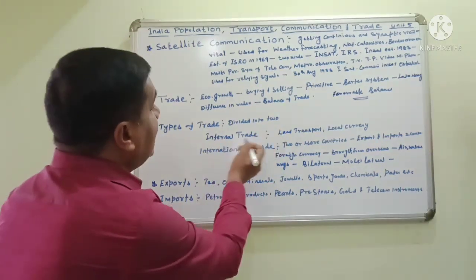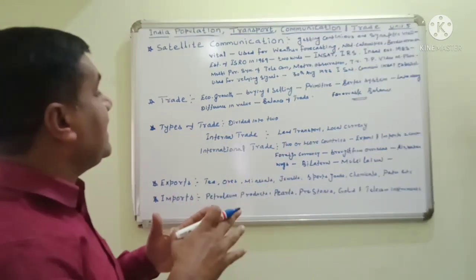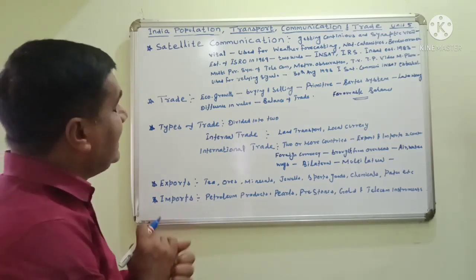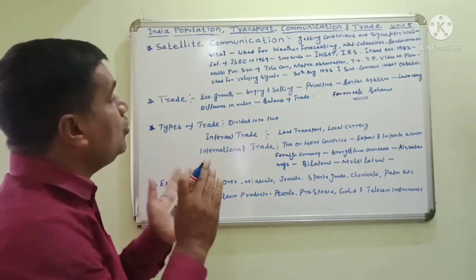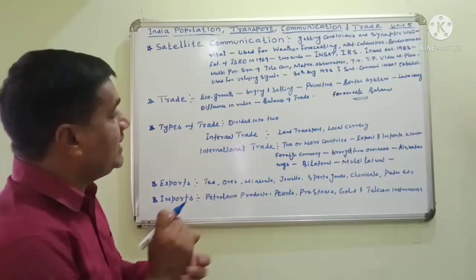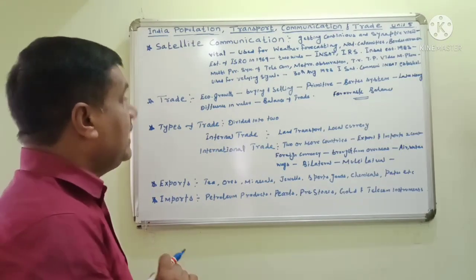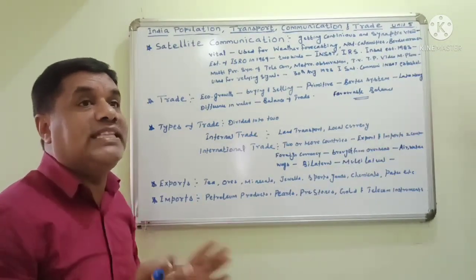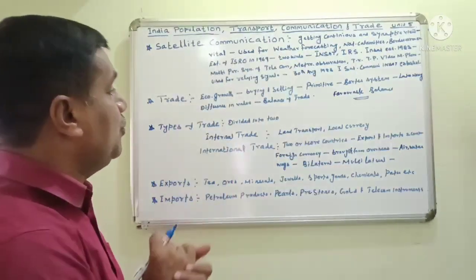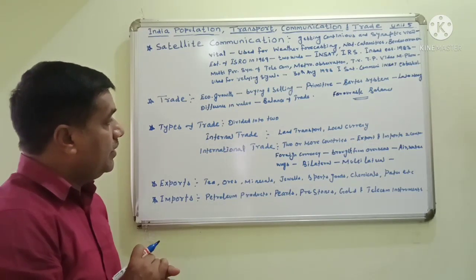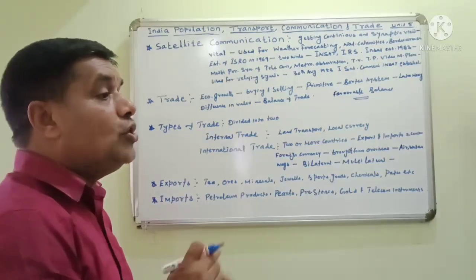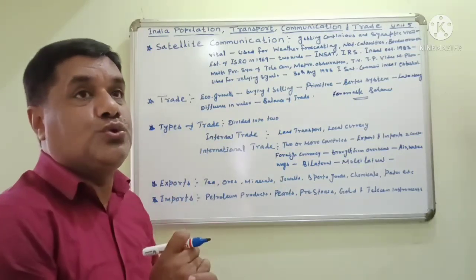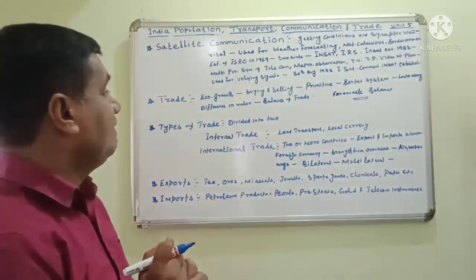So listen, internal trade is where goods and services are sold within a domestic territory, and it is also known as local trade or domestic trade. Land transport is used for internal trade, only within a country. Internal trade mostly uses local currency. Only local currency is used for internal trade.